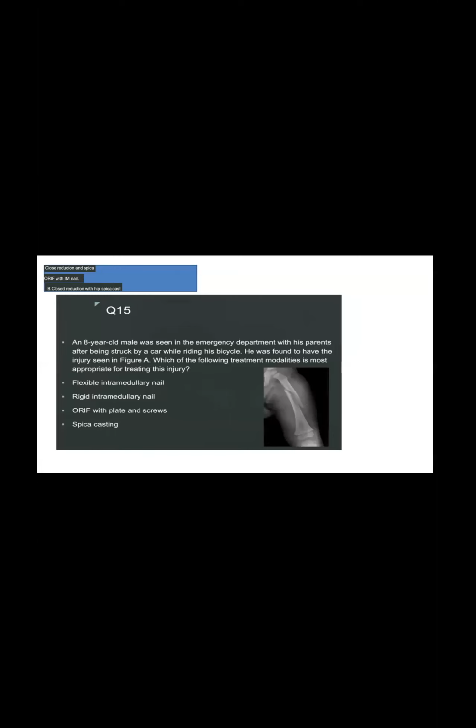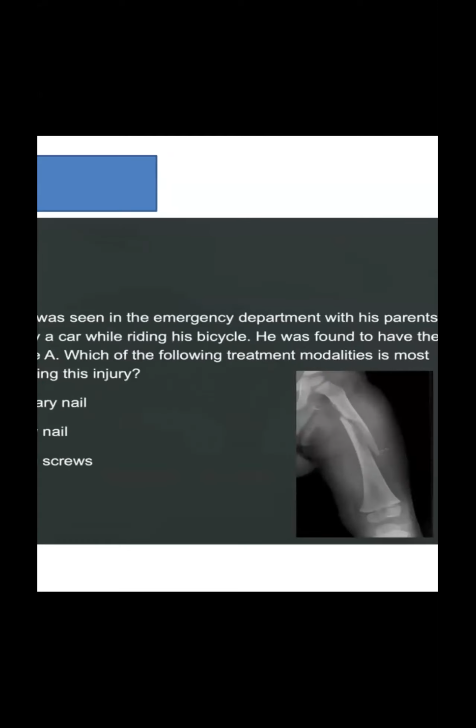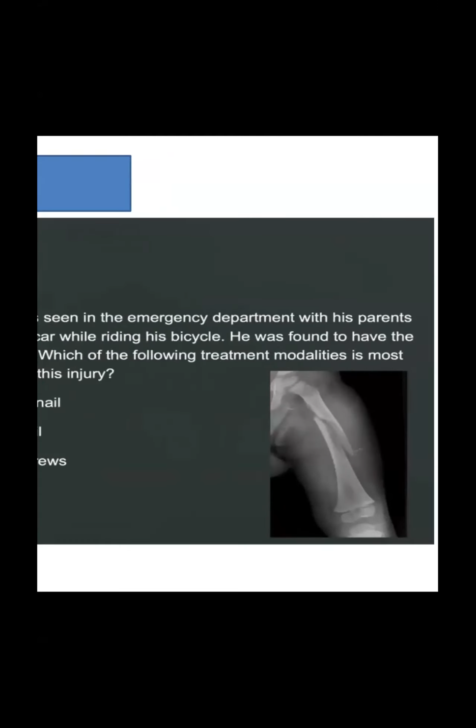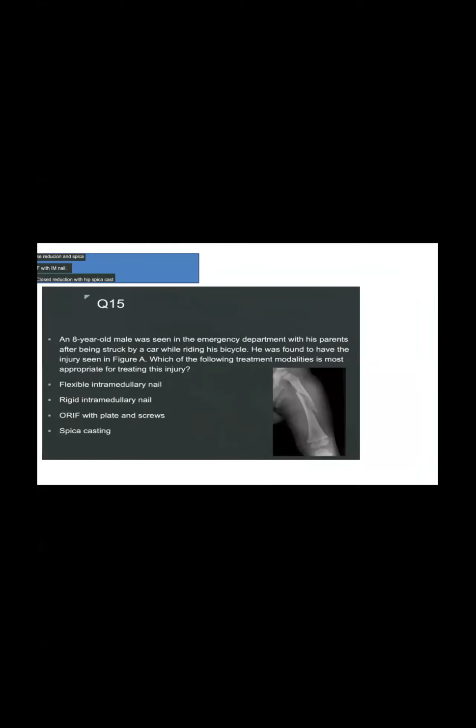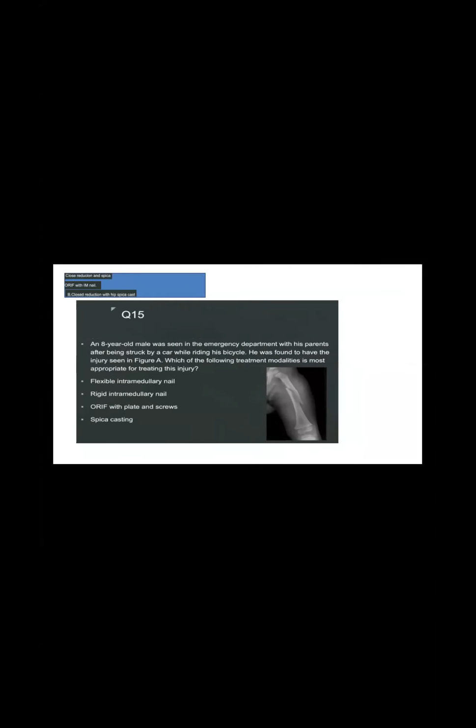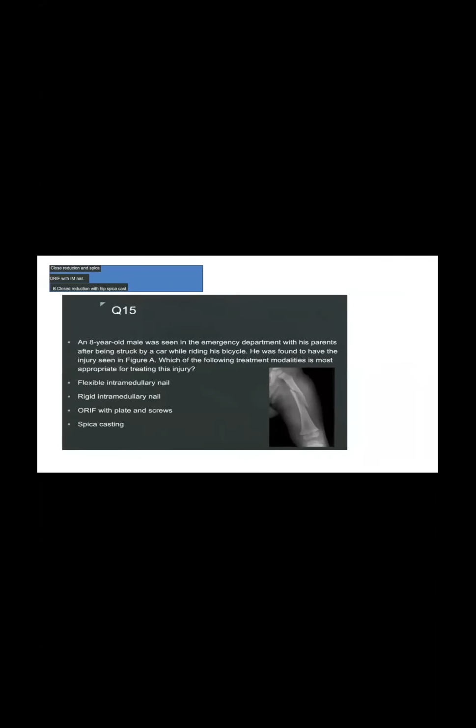I already discussed this question previously, so no need to discuss it again. Just shortly remember this kind of fracture. See the fracture review. You are the emergency doctor in the emergency department, and the patient was struck by a car and found to have a mid humerus fracture. So what do we have to give? Anyone? 8 years.